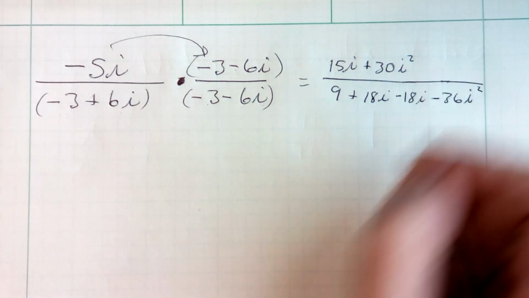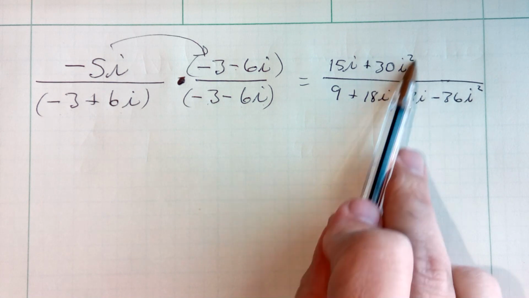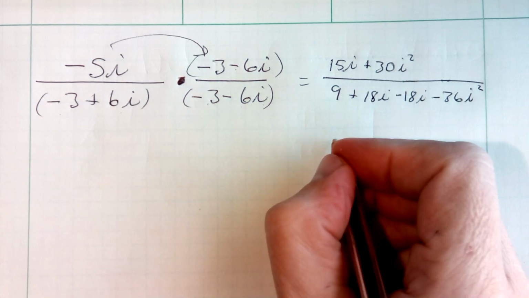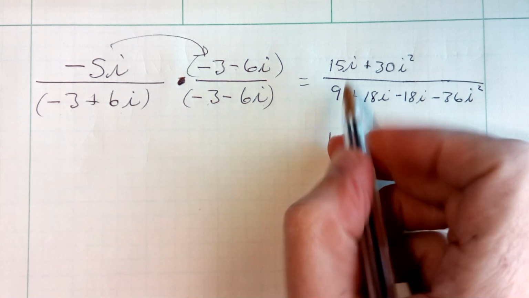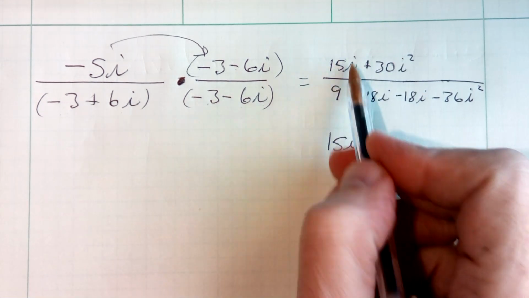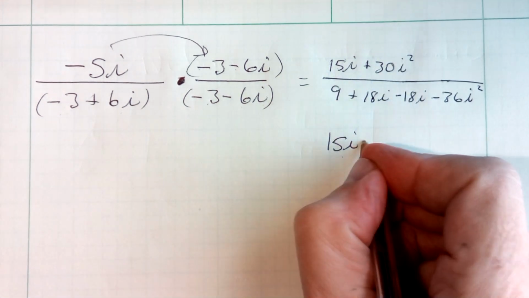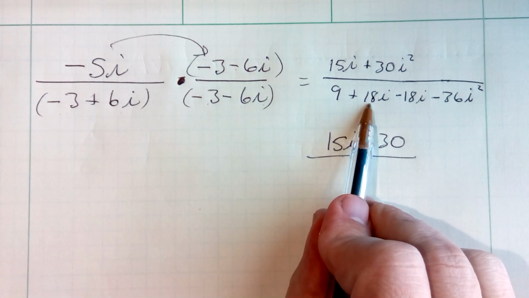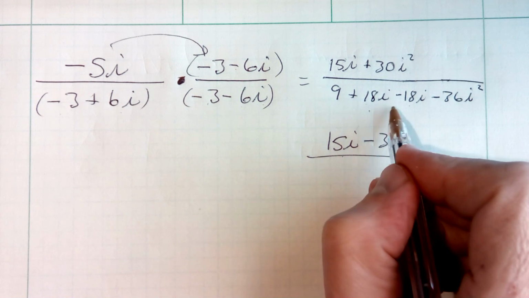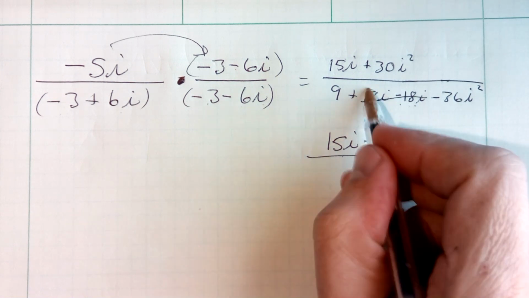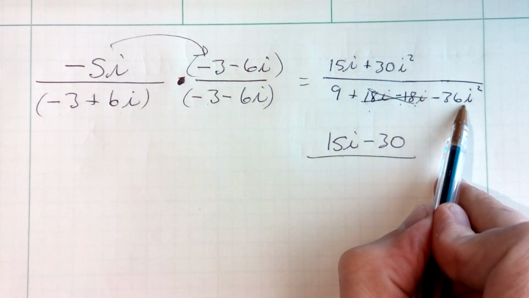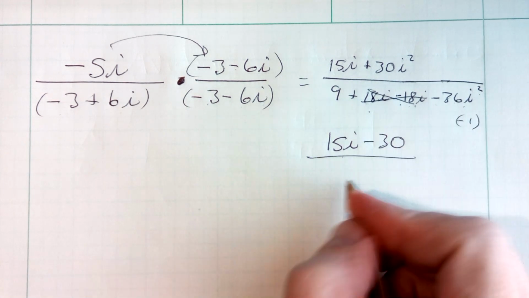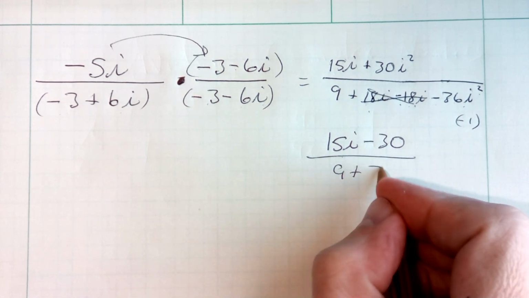Okay, well, these two right here, these i squared becomes a negative, so that's going to become a 15i. There's the 15i in front, and this becomes minus 30 over. The two middle terms cancel. 18i minus 18i cancels. This is an i squared, so that's going to be a negative 1 times the minus 36, which is going to make it plus 36.